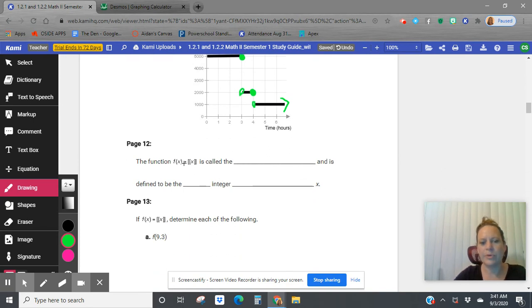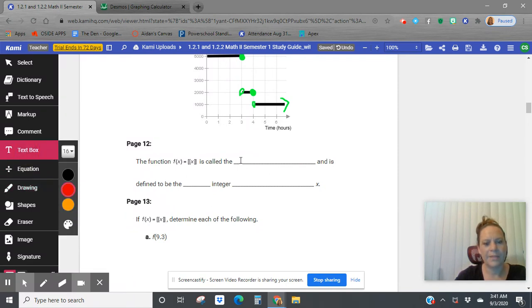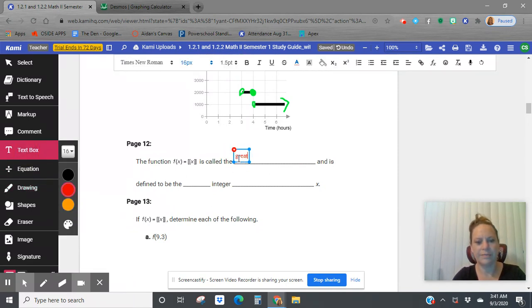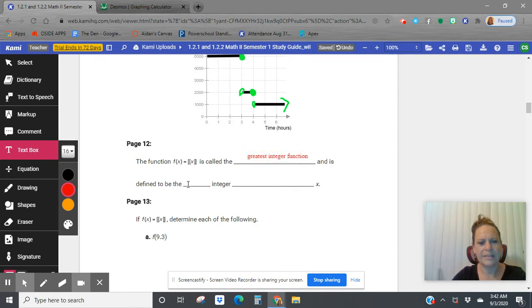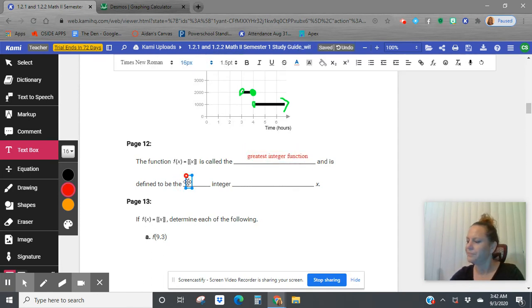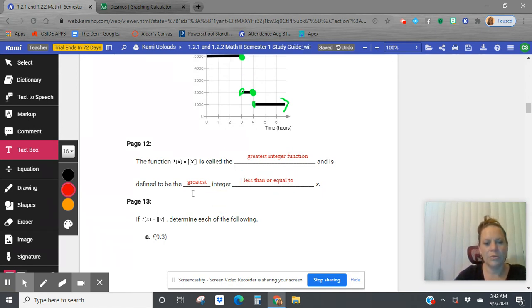Okay, finally, we're doing one last new vocab word here, and this one is called the greatest integer function. So what did we just learn about that in our apex work? It's defined to be the greatest integer less than or equal to x. So what does that mean?